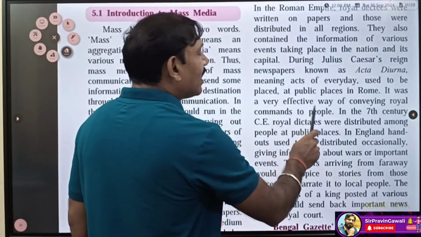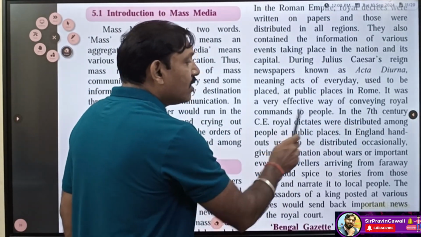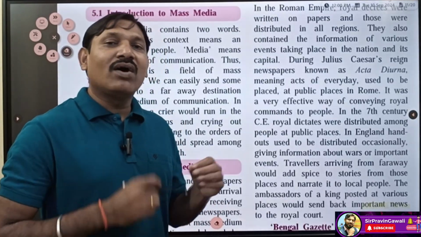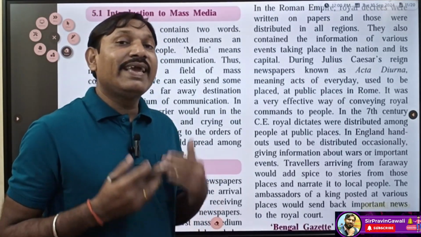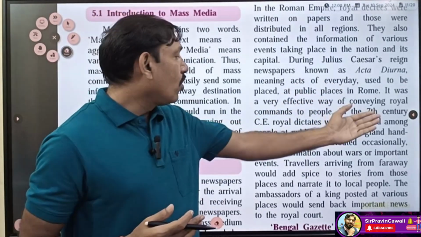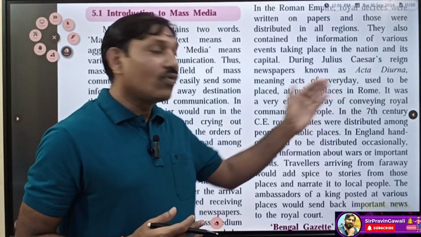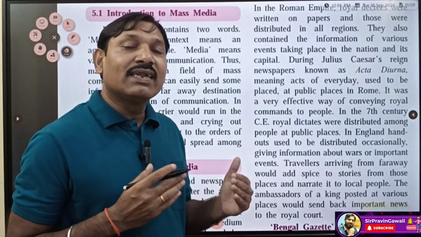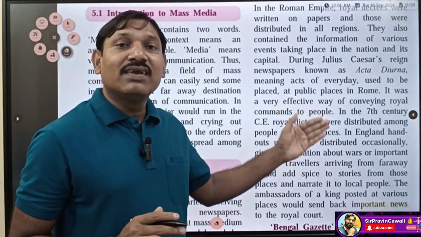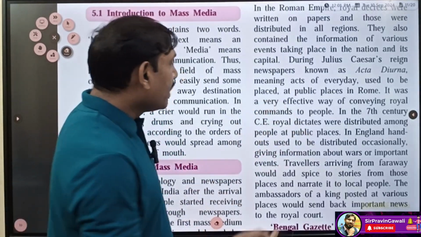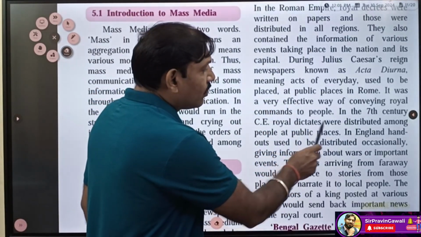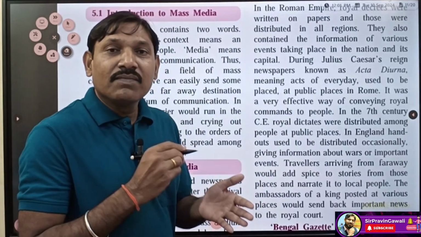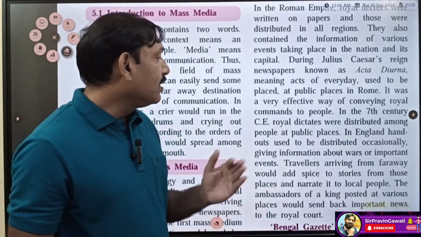Now, it was a very effective way of conveying royal commands to people. Why was it very effective? Because it was written and it was published daily. So it was a very effective way of conveying the royal commands. Whatever royal commands or orders there were, they were communicated to the people with the help of publishing such news daily. Then see, royal dictates were distributed among people at public places. Just now I have told you, it was written and distributed among the people in public places.